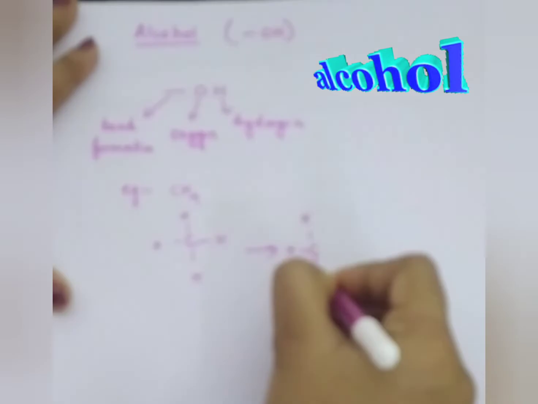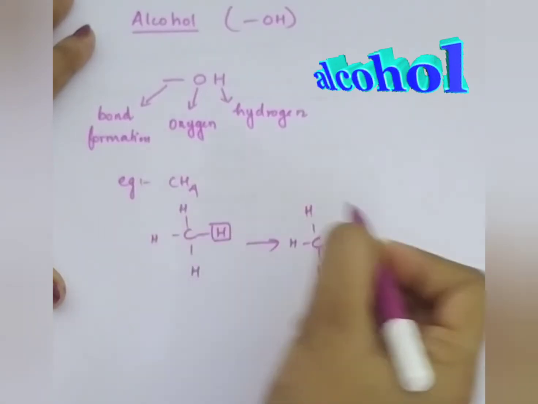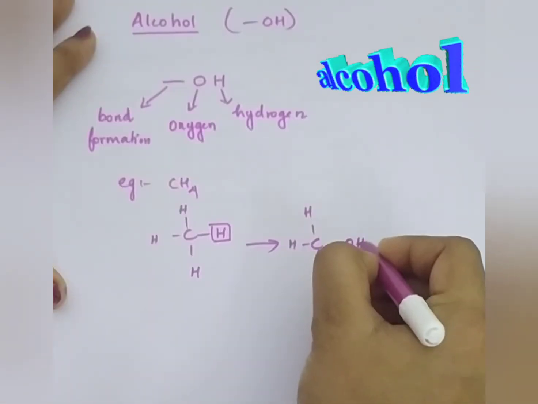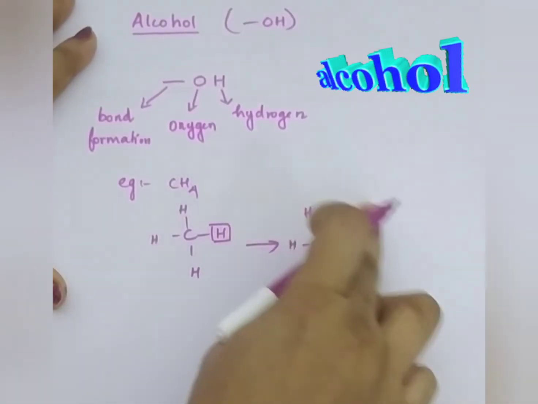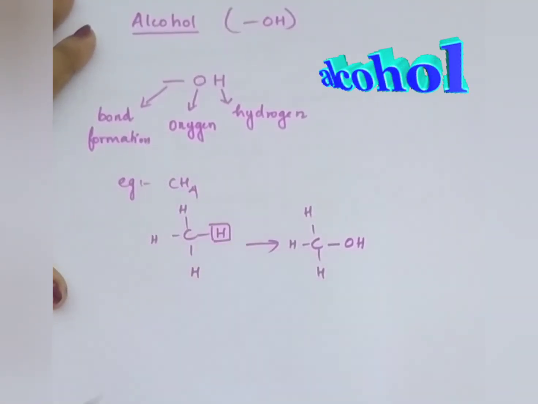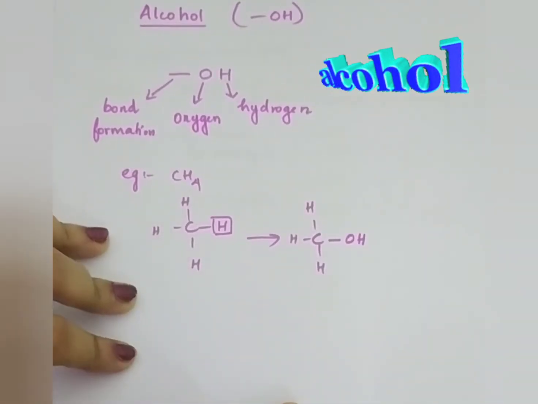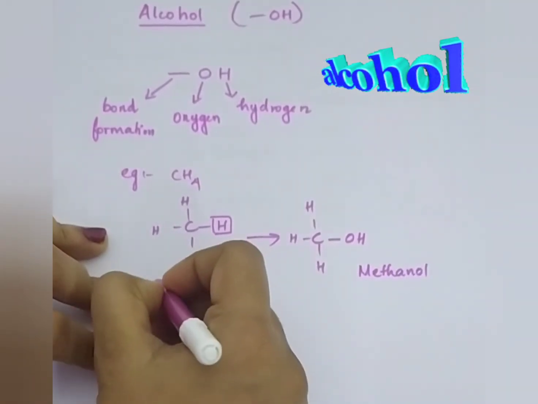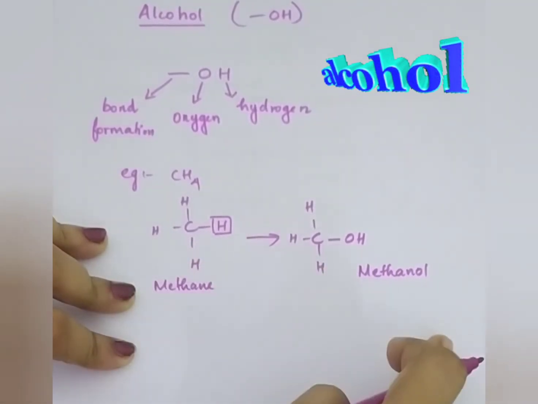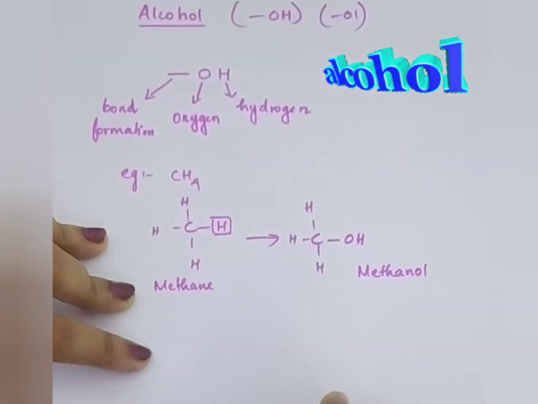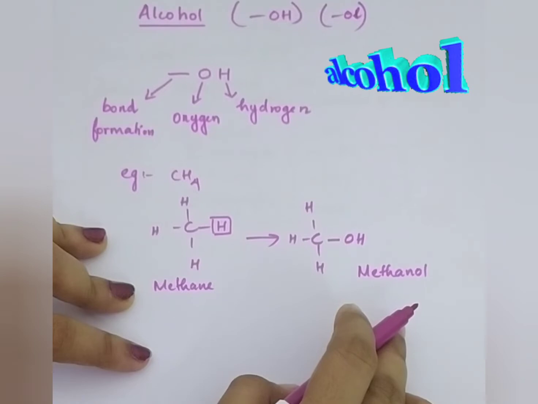Let's see one example about methane. I am replacing this hydrogen with this OH. The valency of carbon is also satisfied. The compound formed is methanol. The common name will be methyl alcohol and the IUPAC name will be methanol. So from methane it has changed to methanol. Methane's ANE is substituted by OL for alcohols. The name will be changed from methane to methanol.